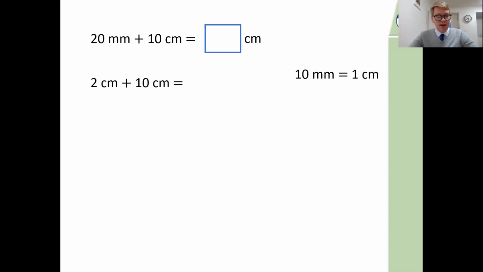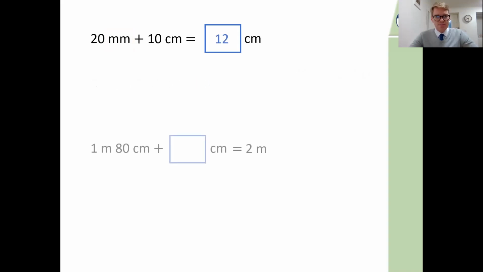You must be really careful to read the question carefully. It didn't say 20 centimeters, it said 20 millimeters. So we've got here 2 plus 10, that's nice and easy now, that's 12, so 12 centimeters. Let's have a go at another one like that.